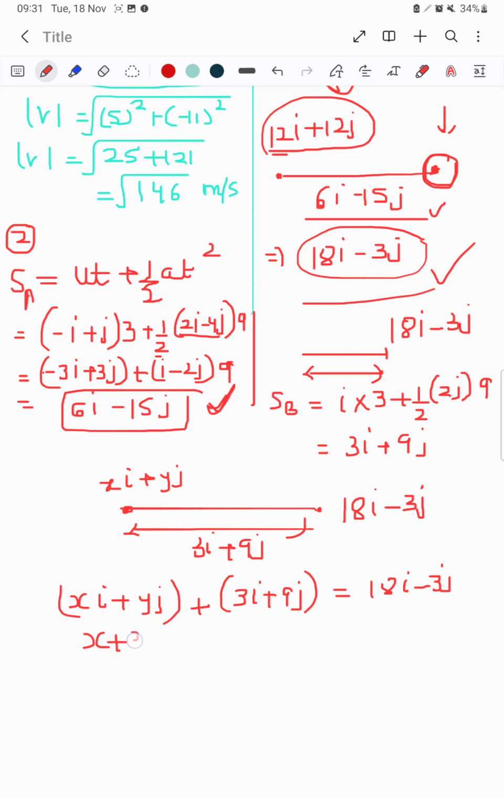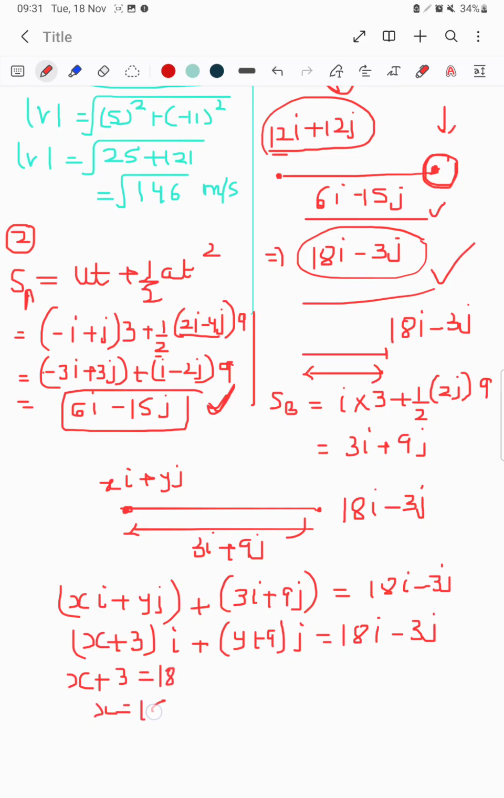So this is x plus 3 times I plus y plus 9 times j, and that is 18i minus 3j. So x plus 3 is equal to 18, which gives me x as 15, and then y plus 9 is equal to minus 3, so y is equal to negative 12. So the initial position vector is 15i minus 12j.